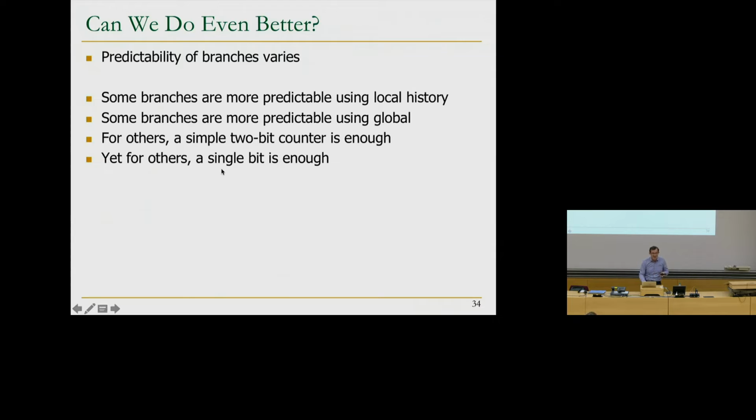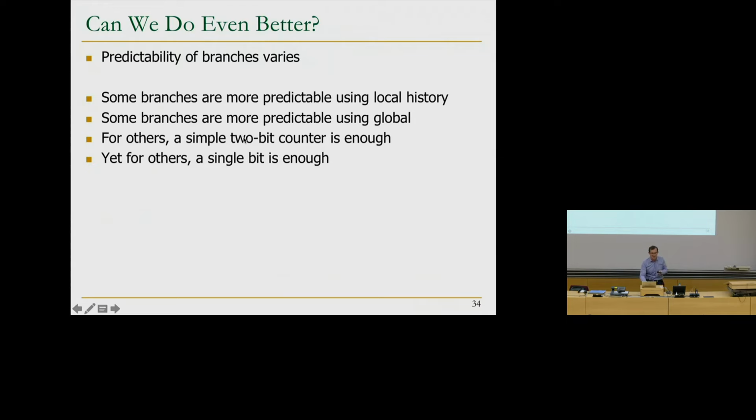For other branches, a single bit is enough. For example, if you have a loop branch that's iterating 1,000,000 times, probably you don't want to use any of these sophisticated mechanisms because you're going to mispredict only once out of 1,000,000 times. Maybe that's okay. Once out of 100 times may not be okay, but once out of 1,000,000 may be okay, if you cannot figure that out easily, of course. If it takes a lot of hardware to figure that out, maybe it's okay to mispredict that once out of 1,000,000. So for those branches, a single bit is enough, perhaps.